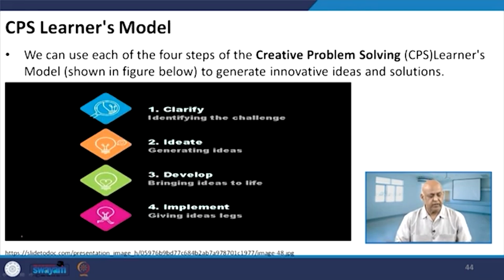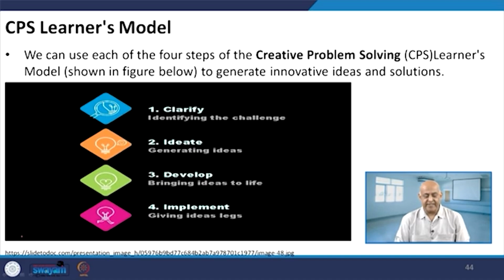For critical problem solving you can use the four steps of creative problem solving, that is, to generate innovative ideas and solutions. Now it is the responsibility of the leader to see how he will be able to generate this creative problem solving in the brainstorming session. First and foremost, he has to clarify.